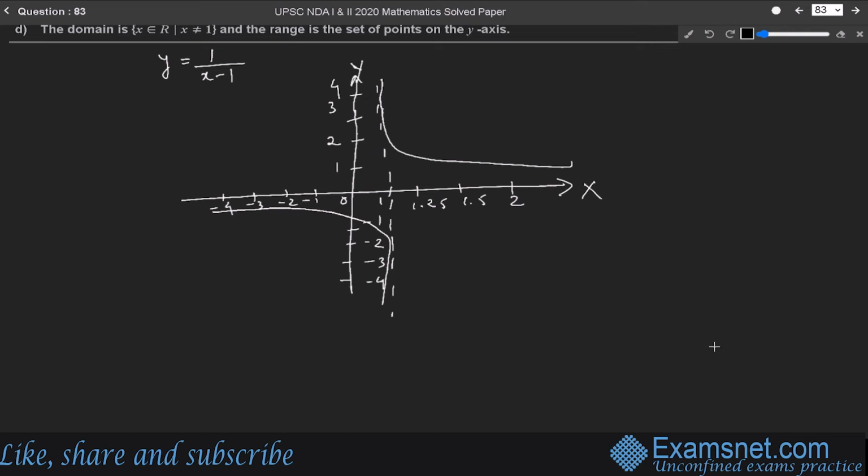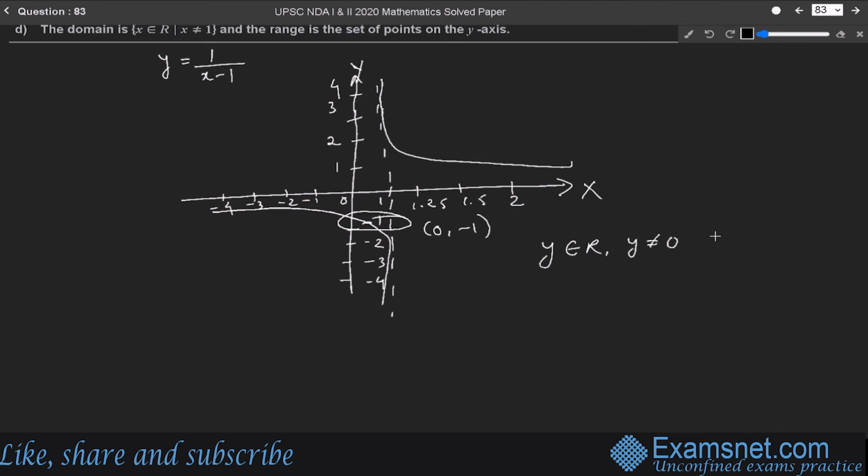Now you can see that this graph intersects the y-axis at 0 and -1. This is the point where the graph intersects the y-axis, and the point is 0 and -1. So we can say that the value of y is -1 for this, and the graph intersects the y-axis at 0 and -1. And we also know that y belongs to R and y is not equal to 0.